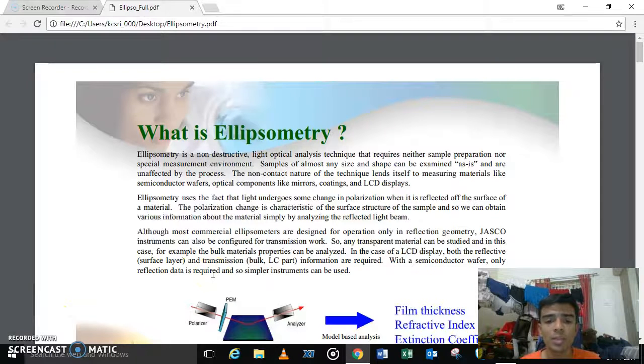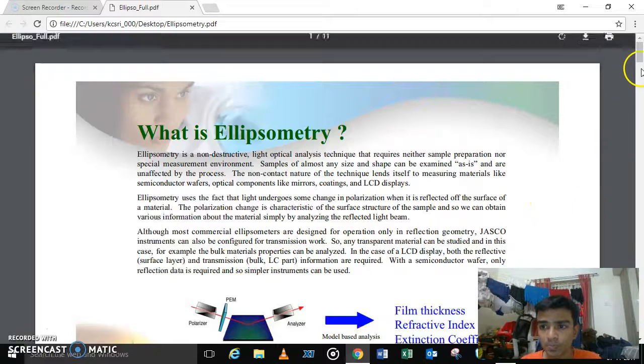Although most commercial ellipsometers are designed for operation only in reflection geometry, JASCO instruments can also be configured for transmission work. So any transparent material can be studied, and in this case, for example, the bulk material's properties can be analyzed. In the case of an LCD display, both the reflective surface layer and transmission information are required. With a semiconductor wafer, only reflection data is required and simpler instruments can be used.